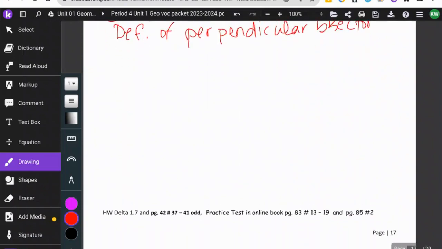All right, so you've got some practice that's in your online book, and that is review for your test. And then you've got a Delta 1.7. This says page 42, but it should be your 1.7 problems. And then you've got your Delta 1.7.